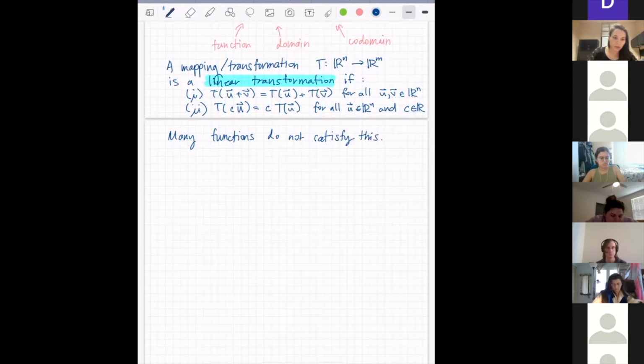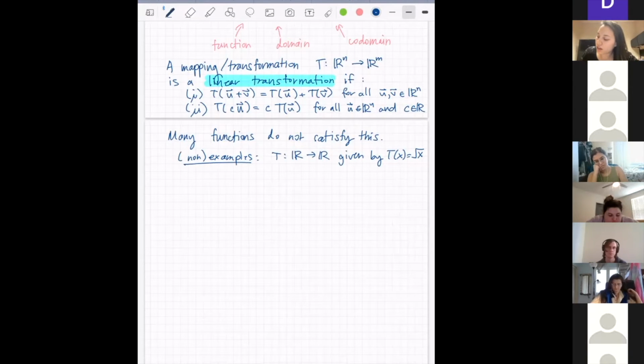So let's look at some examples. These are non-examples because these are not linear transformations. We'll do plenty of examples of actual linear transformations, but first, let's look at a function just from R to R that is described by this formula. This is just the square root of x. This is a familiar function.